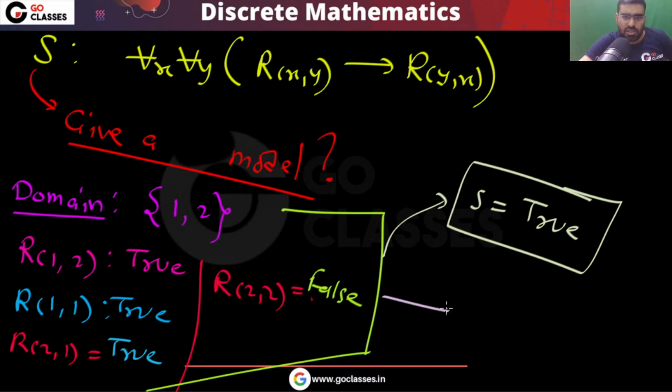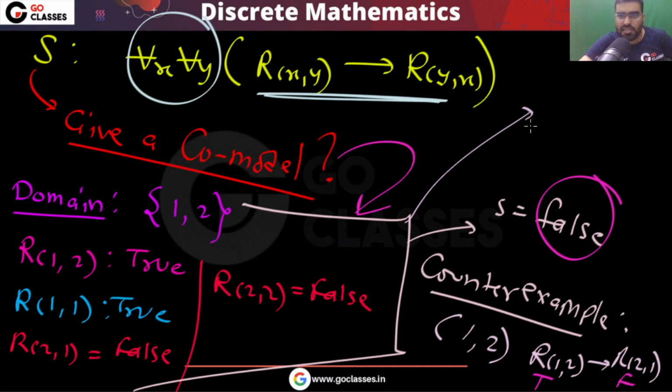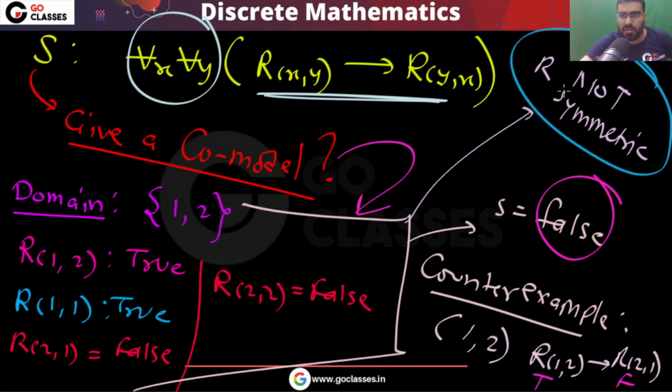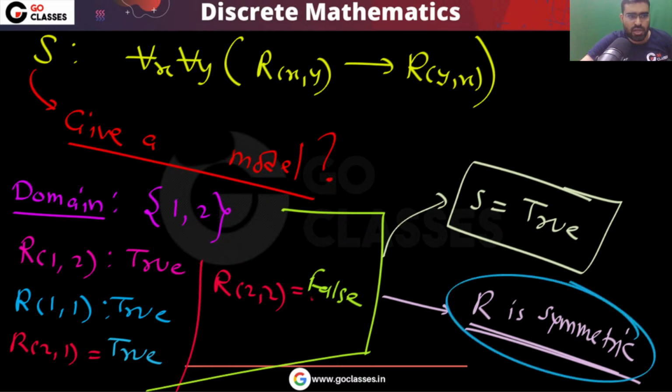Because in this, you can notice R is symmetric. In this relation, R is symmetric, and in the other relation, R is not symmetric. Is this point clear to everyone? Please tell me. So here R is not symmetric, so this is a co-model, and here R is symmetric. So definitely this is satisfiable.